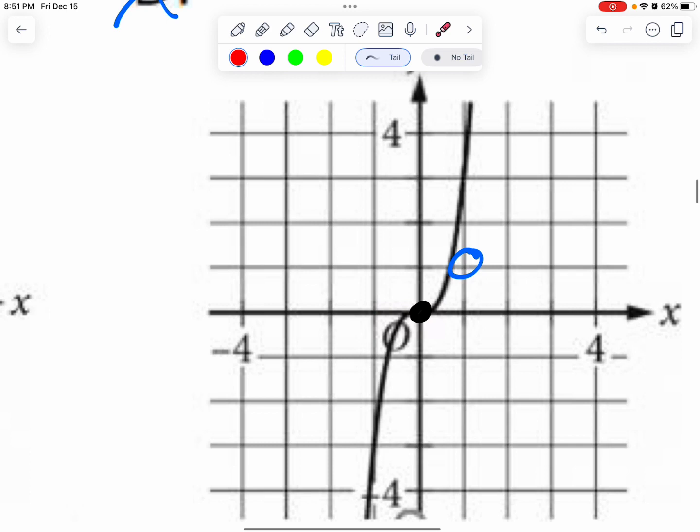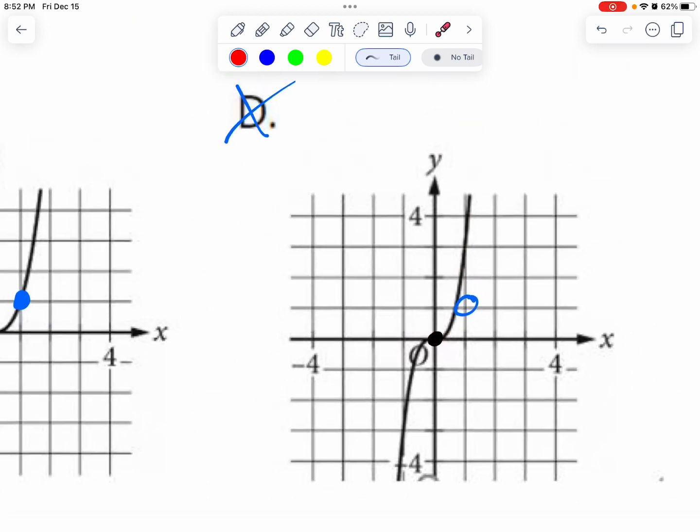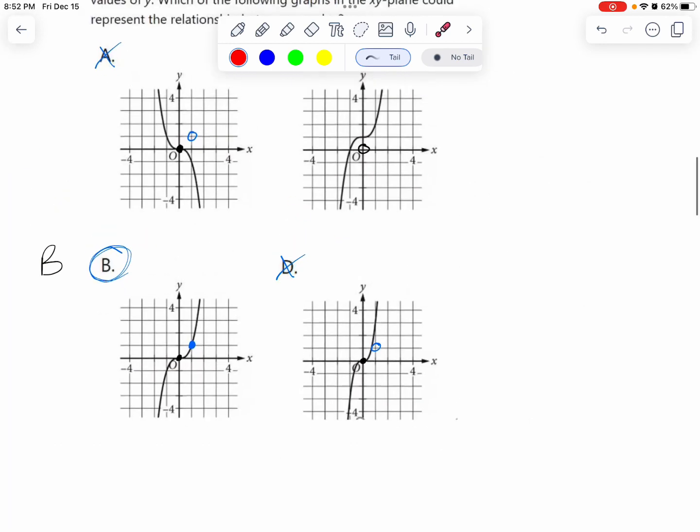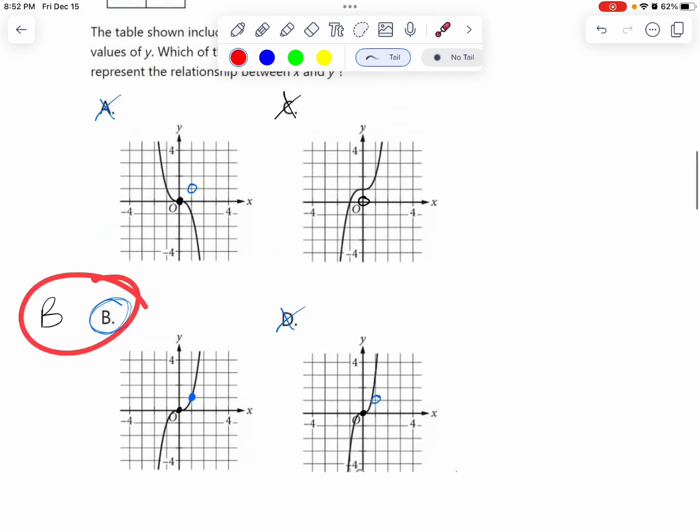Oh, interesting. So notice that the units here, 1, 2, 3, 4, these go by ones. Sometimes they might trick you and they might make these boxes go by 2s or something. So just be careful of that. But it looks like this graph does not hit 1, 1 perfectly. It hits a little bit short of that. So I'm going to eliminate this one also. And by process of elimination, very quickly, I come up with letter B.